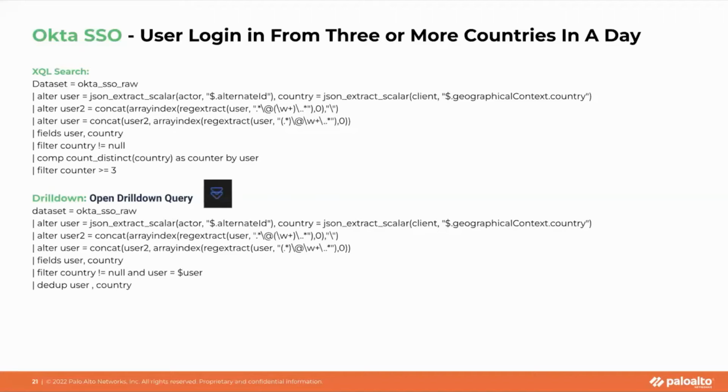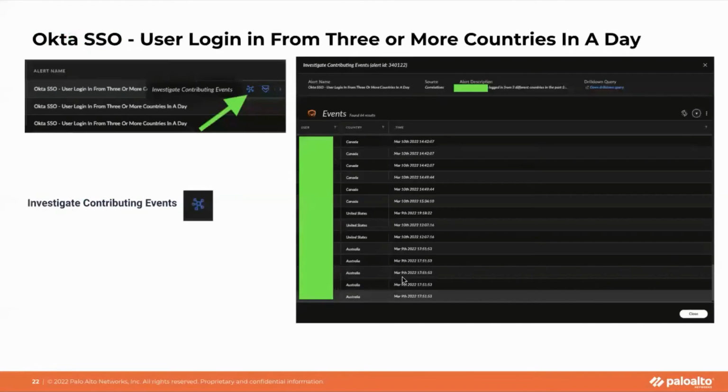The drill down query provides you with concise query results by deduping the fields within the user and country columns. As part of the investigation, a SecOps analyst can investigate contributing events. In the screenshot, we can determine the count of instances we've seen of a user logging in from multiple countries within a 24-hour span. The SecOps team could then follow their internal response workflows to determine next steps.